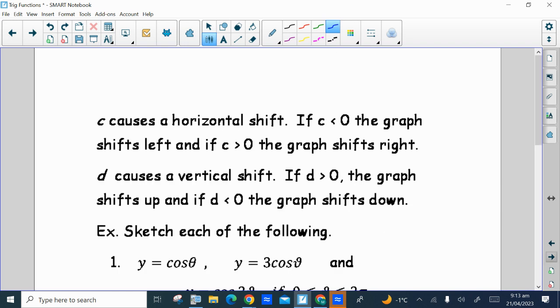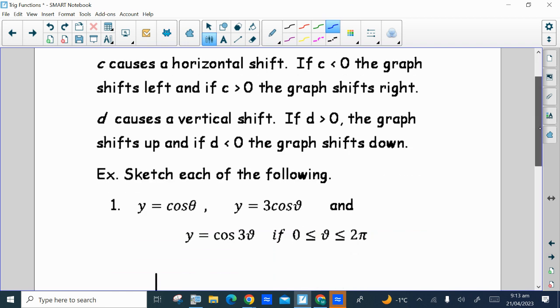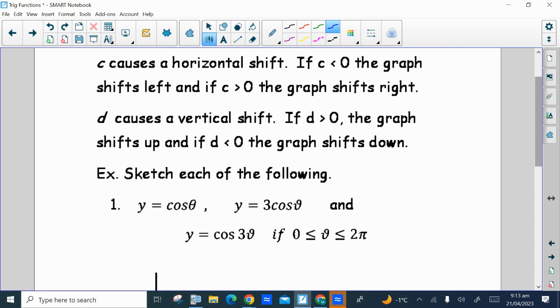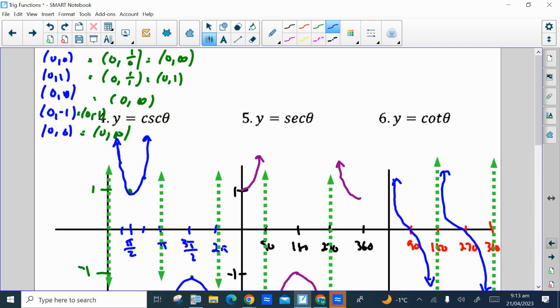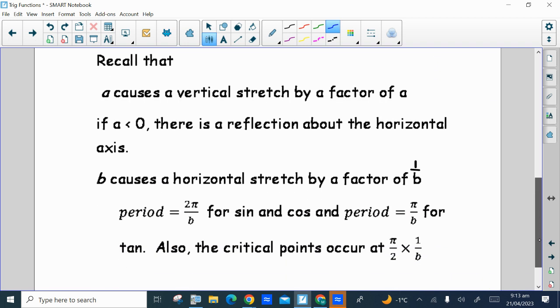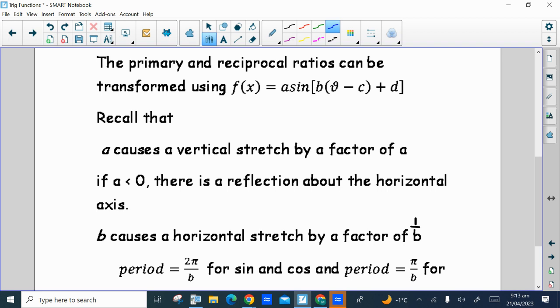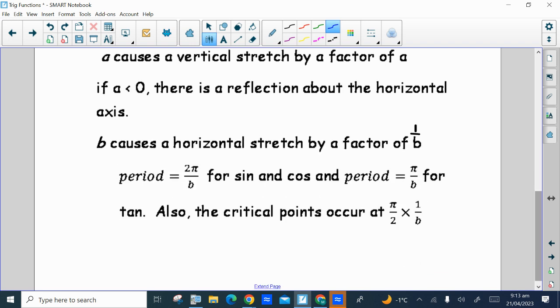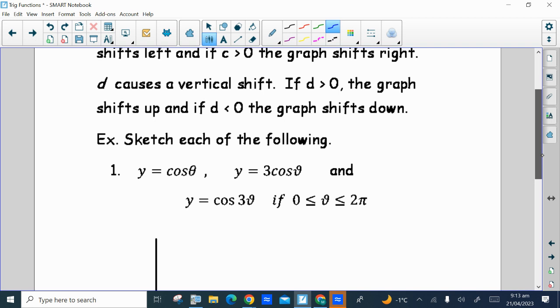C causes a horizontal shift. When C is negative, it goes to the left. When C is positive, it goes to the right. But remember that the C value is the opposite of what it appears to be, because the general equation is theta minus C. You put a positive value in for C, which means the graph goes to the right, it stays theta minus. But you put a negative value in for C, which means the graph goes to the left, and there the minus becomes a plus positive. So the value of C is the opposite of what it appears to be.